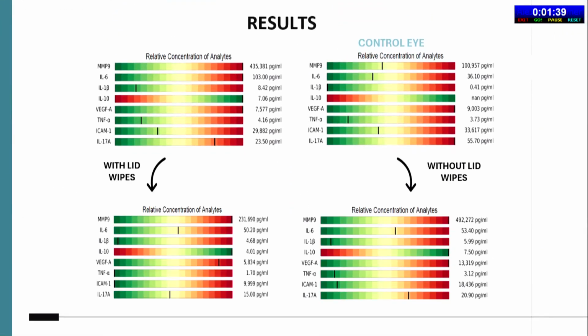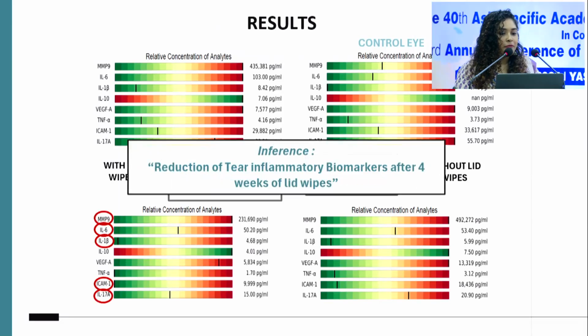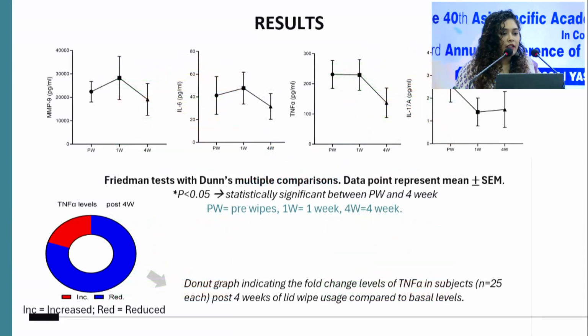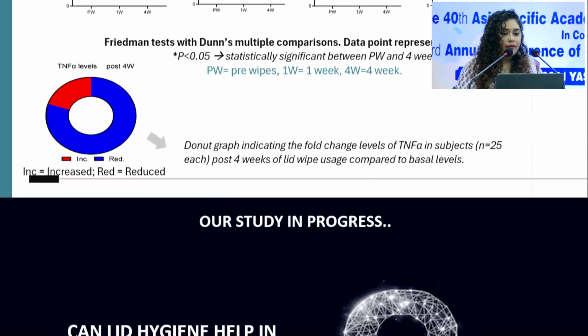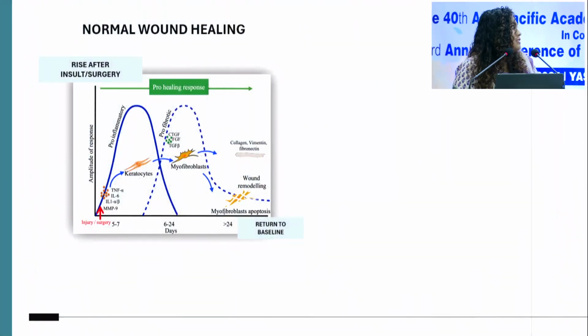What we found is at the end of 4 weeks, there was significant improvement in almost all the inflammatory biomarkers, and especially MMP9, IL-6, TNF-alpha, and IL-17, which led us to thinking if we can include lid hygiene in our day-to-day pre-operative workup. And this is a study that is in progress.